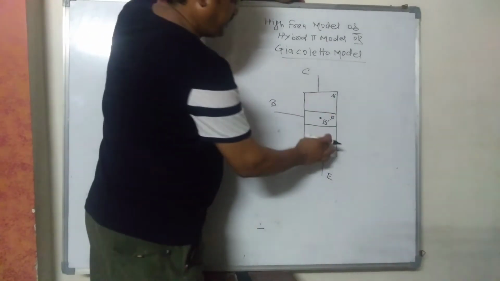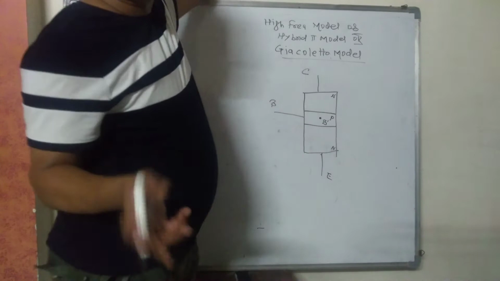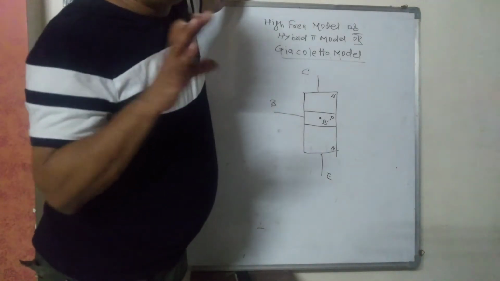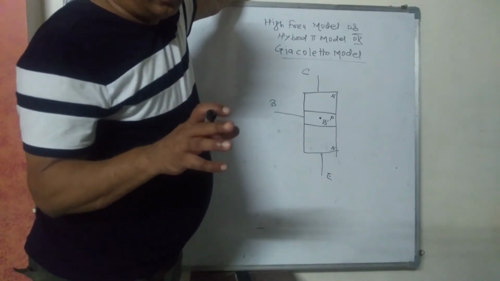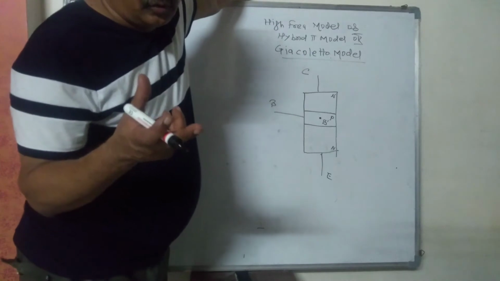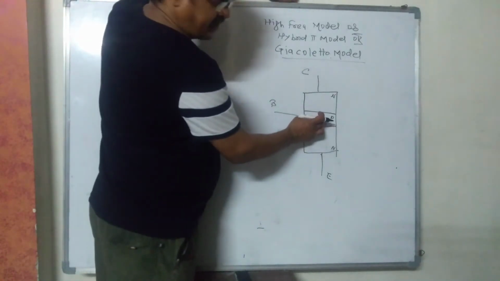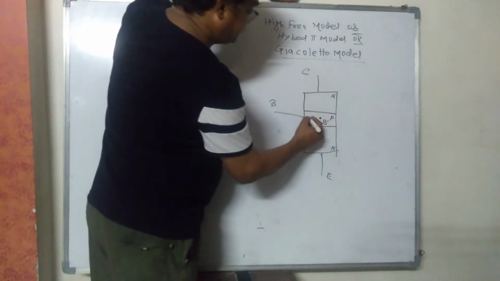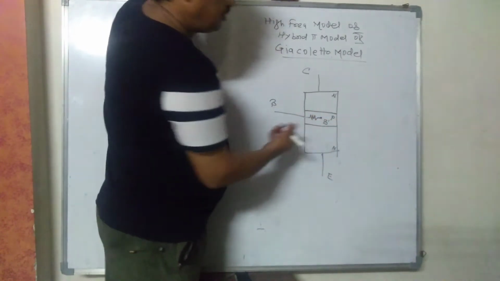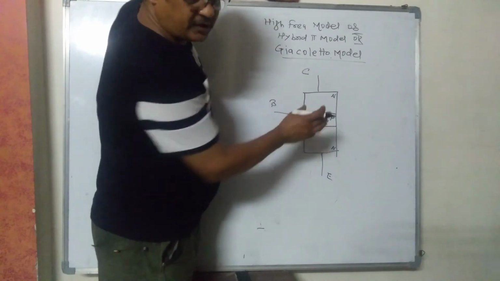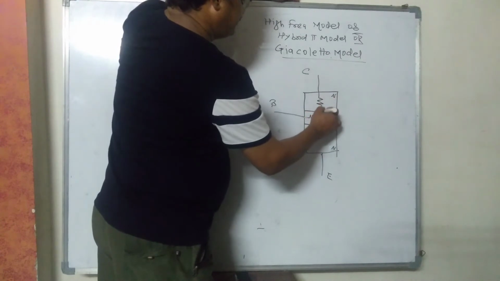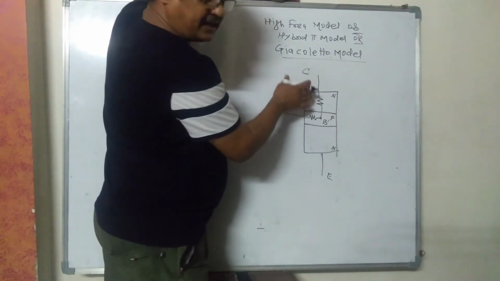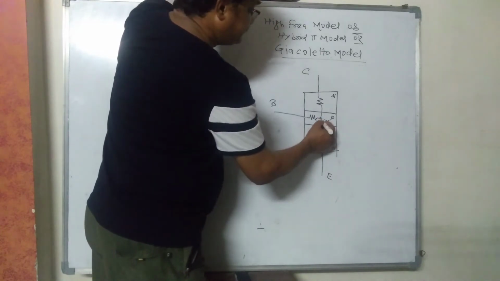The P region consists of holes, the N regions consist of electrons. Electrons and holes are charge carriers, current carriers. Since they are current carriers, resistance is defined. The number of current carriers here defines the resistance of this path. The resistance of a path depends on the carriers present in that region.